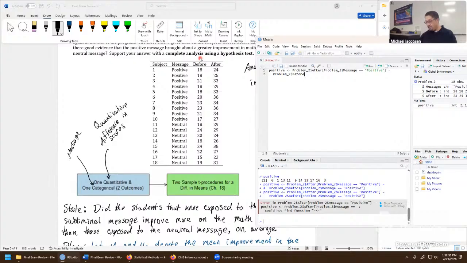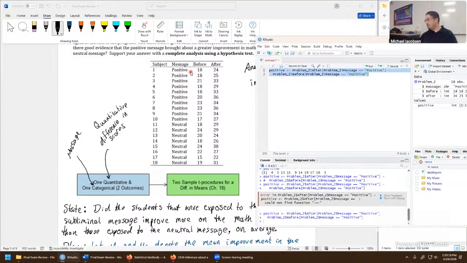Now I need to subset into it. Carefully. Before, subset, problem 2. I want to have message just like before. I want to select the positive message. So I'm going to go message, double equals, and let me just copy this in just in case I misspelled something. Okay, let's try this again. Hey, no error. I must have just misspelled something, screwed something up some way, somehow.